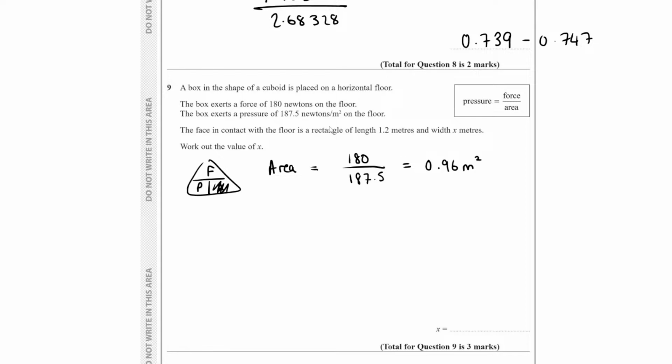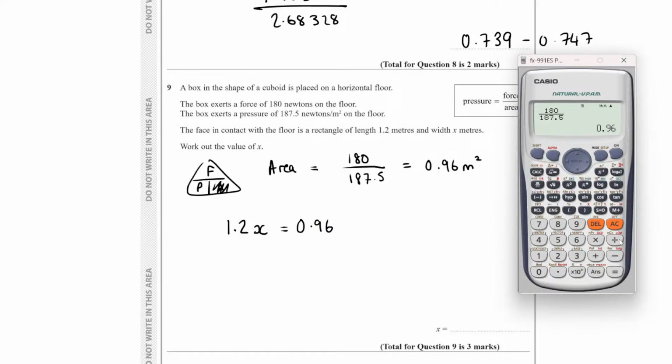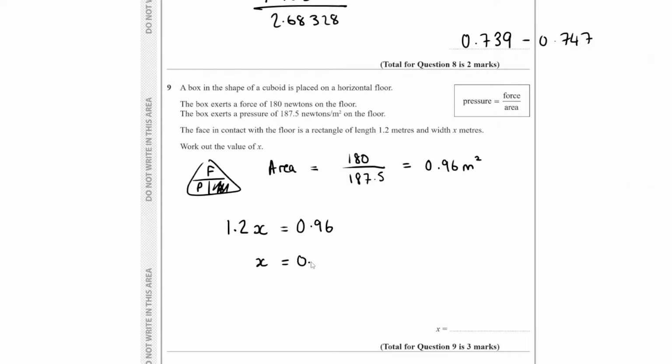We found the area. Now we can look at this next sentence where they said that the floor is a rectangle, the length is 1.2 meters, the width is x. So the area of a rectangle, you would do the length, which is 1.2, times the width, wouldn't you, which is x. So you see how I can create this equation? Now all I need to do is divide by the length. So take my answer, divide it by 1.2, and I get 0.8. So x is 0.8. Now they've said x is in terms of meters, so the units again are all correct.